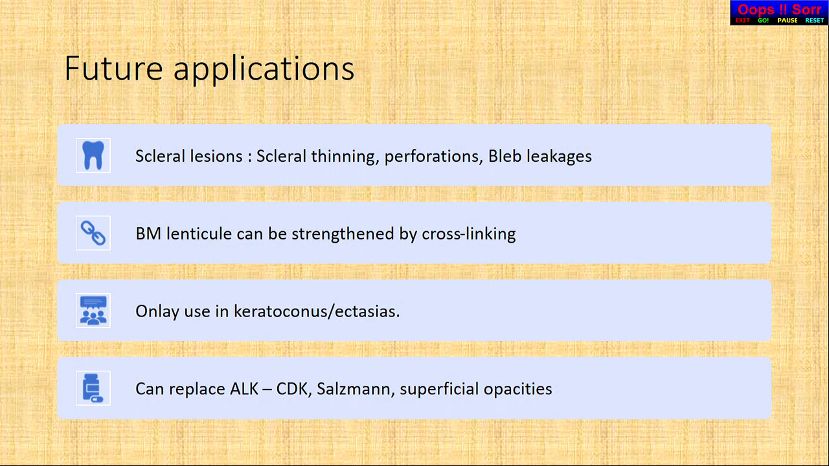Future applications also, being a strong collagen, it can be used in scleral thinning for the time being. It can be used in scleral perforations, bleb leakages. After all, it is purely collagen. It can be used even in keratoconus. Just remove the epithelium, put it over, and forget it.